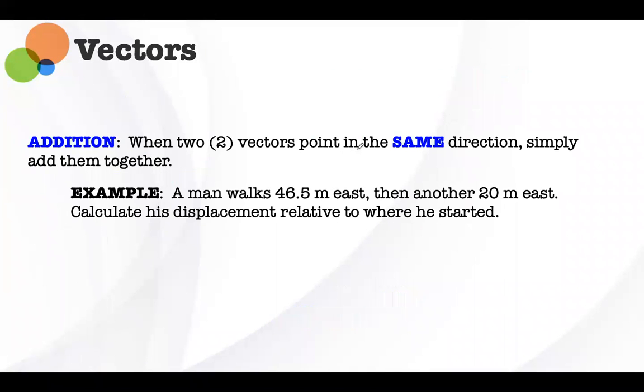All right, so we'll move on now to addition. Whenever we're adding two vectors and they point in the same direction, we simply add them. So a man walks 46.5 meters east, then another 20 meters east, right? Is this distance or displacement?